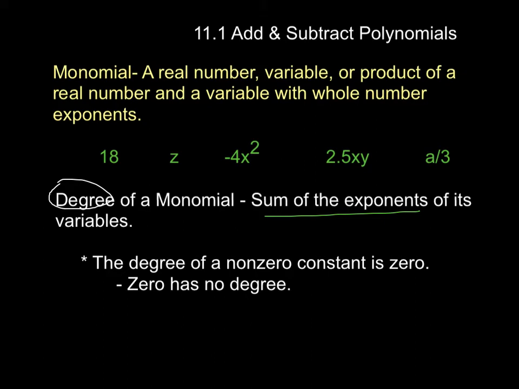The degree of a constant, for example, up here we had 18, that's what we consider a constant, it never changes. So its degree is 0. And if we have the number 0, 0 has no degree at all. So the degree of a monomial is the sum of all the exponents of the variables that are in that monomial. If it is a constant, the degree is 0. And if it's the number 0, it has no degree at all.